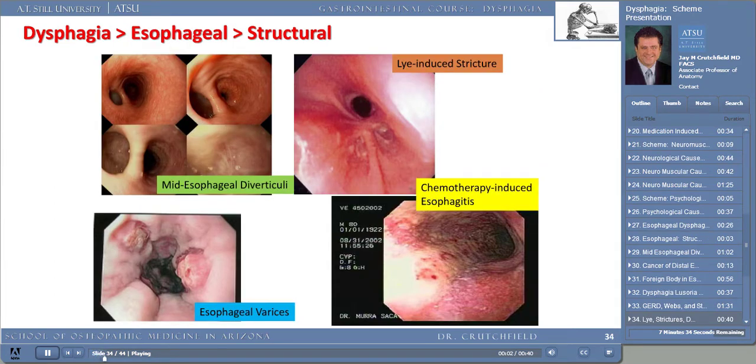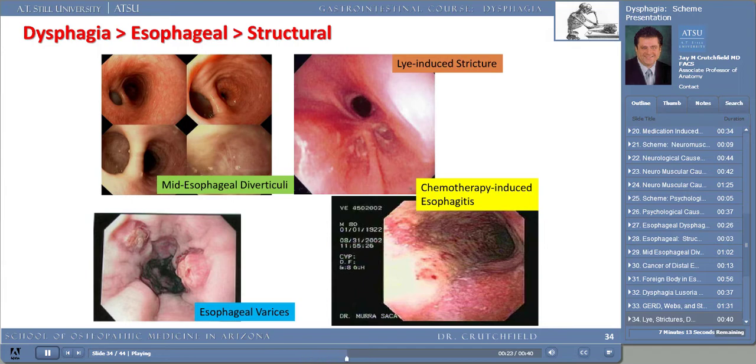These pictures show esophageal diverticuli. Up on the left, we see a lye-induced stricture with narrowing from a patient who has apparently ingested lye. Chemotherapy causing esophagitis, the esophagitis causing odynophagia and subsequently stricturing.